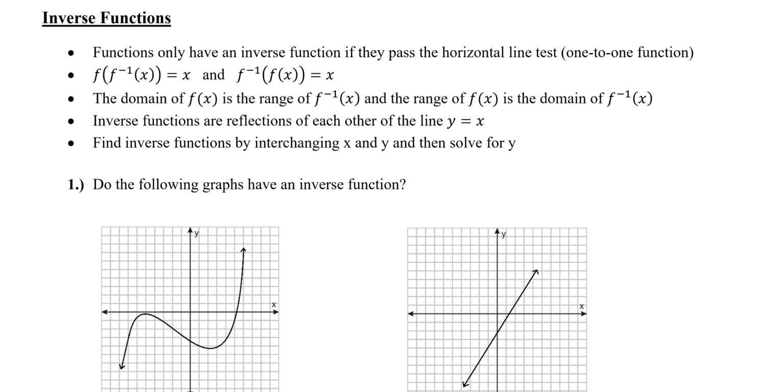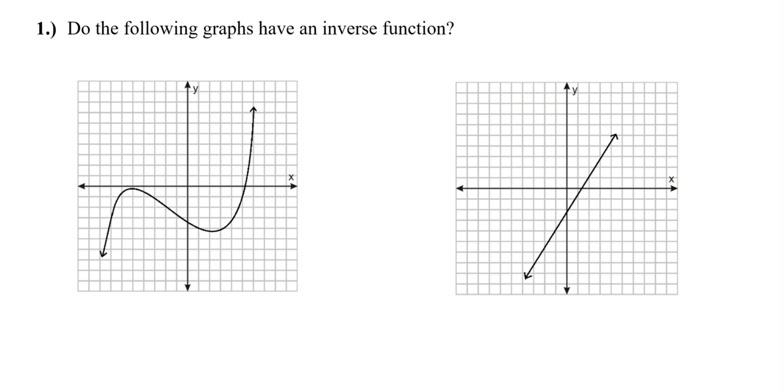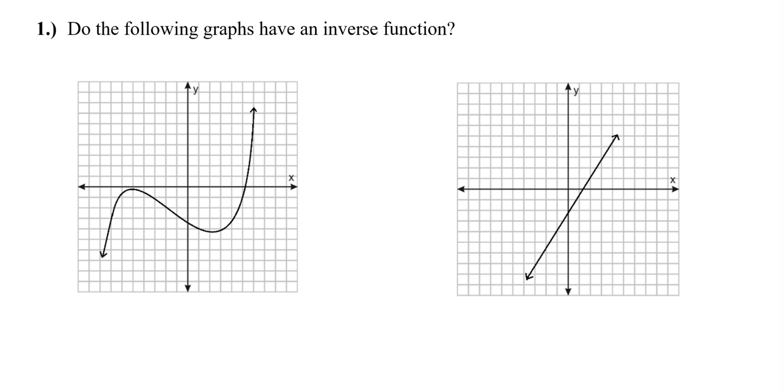So let's just start off with these first questions using the horizontal line test. Do these graphs have inverse functions? Both of these graphs are functions, right? Both of these graphs will pass the vertical line test. So both of these are functions. But notice that if you put a horizontal line, let's say right here, it's going to intersect more than once. So this first graph does not have an inverse function. It will still have an inverse, but the inverse will not be a function.